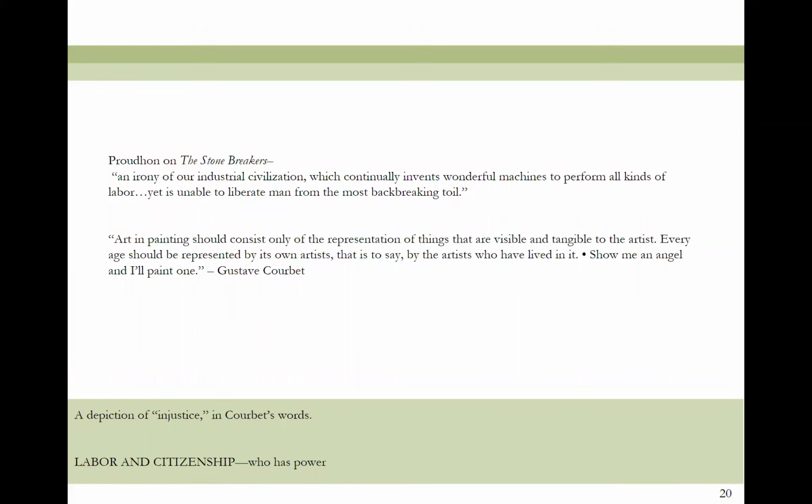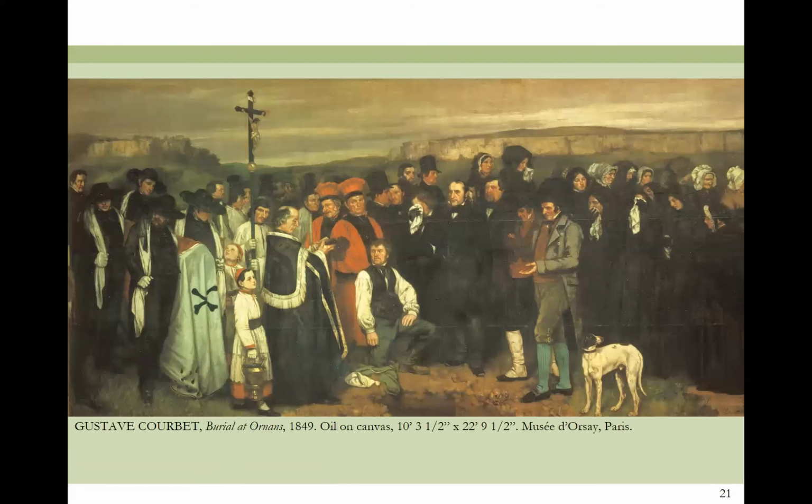So a commentator in France wrote about Courbet's Stonebreakers, an irony of our industrial civilization, which continually invents wonderful machines to perform all kinds of labor, yet is unable to liberate humans from the most backbreaking toil. And Courbet, as I said, is committed to realism. He's committed to presenting these class dynamics.